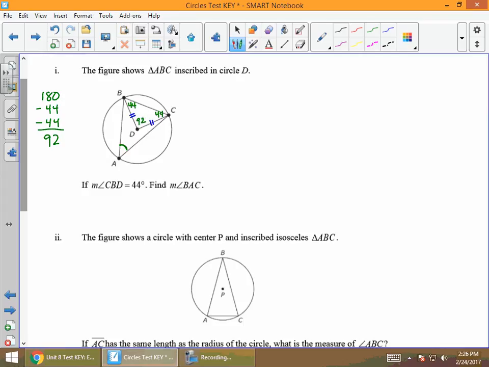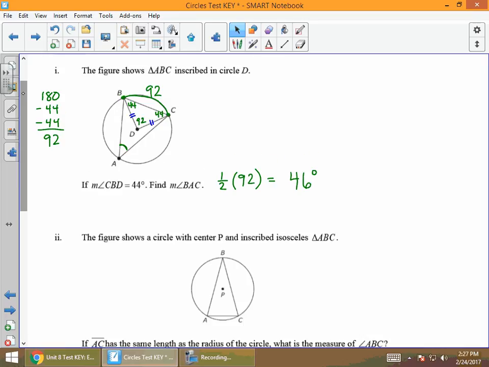Well, if that angle is 92 degrees, then arc BC is 92 degrees, because a central angle is equal to its intercepted arc. And now finally, to get to the answer, the measure of angle BAC, that is an inscribed angle, and it is equal to half of the intercepted arc. So I have to do half of 92, which is 46 degrees. So bonus number one, 46 degrees.